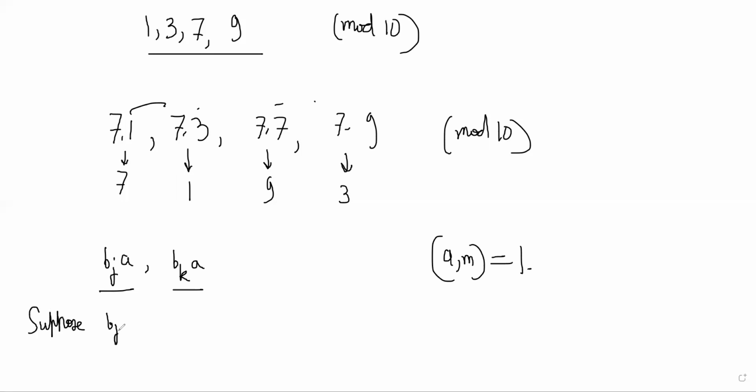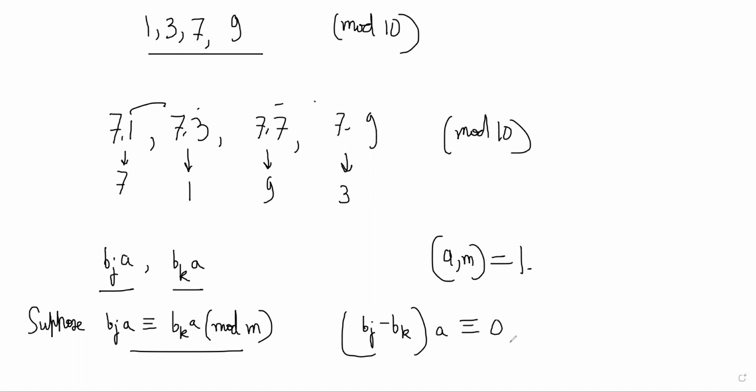Suppose they are congruent, or BJA is congruent to BKA mod M. If they are congruent, that will imply that (Bj minus Bk) multiplied by A is congruent to 0 mod M. So that means M divides Bj minus Bk, which is not possible because B1, B2 and so on are going to be lesser than your M, because they are from the set of remainders.